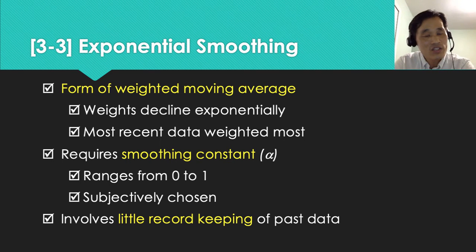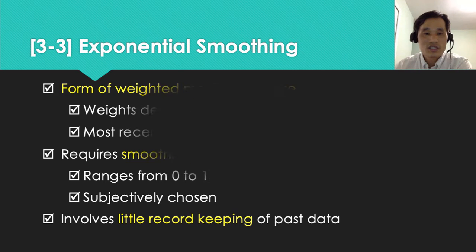And the second thing about exponential smoothing method is that it requires smoothing constant alpha. And alpha ranges from 0 to 1, and it is subjectively chosen by the forecaster. It also involves little record keeping of past data, which is an advantage over moving average method.